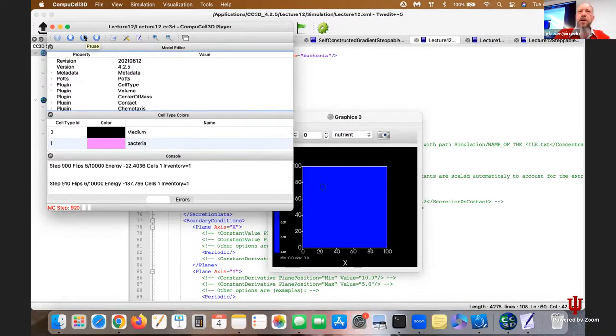Juliano, is there a bug with CompuCell 4.2.5 for the Mac for diffusion? Is anybody else using a Mac and having a problem with this? I'm using a Mac too, but I haven't had a problem with. And which version of CompuCell are you running? If you go under help, it'll tell you which version. I'm using the same version. All right. Well, then maybe there's something obvious, in quotation marks, that we're missing.